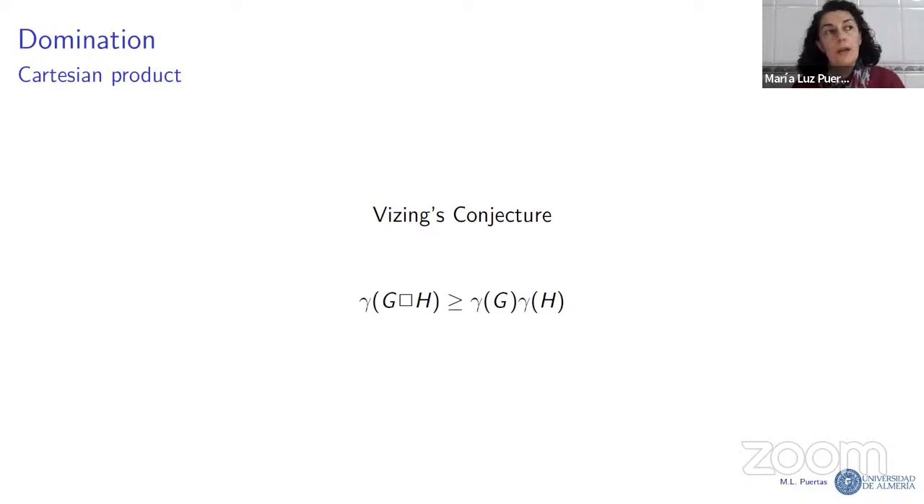Of course, there is a lot of work around it. It is known that it's true for particular cases, for graph families, when you ask some extra properties for one or for both factors, properties about the girth or the maximum degree or the diameter, or as I said, for particular cases or particular graph families like grids or special Cartesian products. Also, there are some works putting here not this bound, but something smaller, like half of the bound, and something like that.